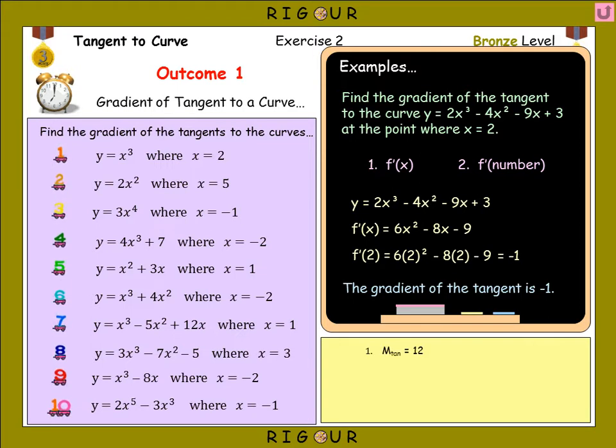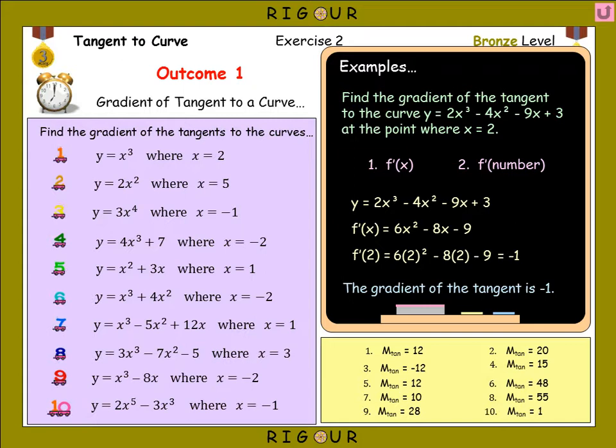So the first one is a gradient of 12. Number 2 is a gradient of 20. Number 3 is a gradient of minus 12. Number 4 is a gradient of 15. Number 5, we've got 12 again. Number 6, 48. Number 7, 10. Number 8, 55. Number 9, 28. And the last one's got a gradient of 1. So I hope you got on okay with them.